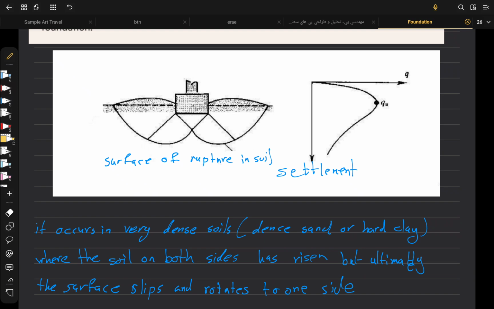As you can see, when the load is applied here, the shear failure happens here, and then the soil around the structure comes up and the failure happens. As you can see, when we are applying the load it reaches the ultimate, and after that when we apply more load, only the settlement rises and the structure cannot take any more load.